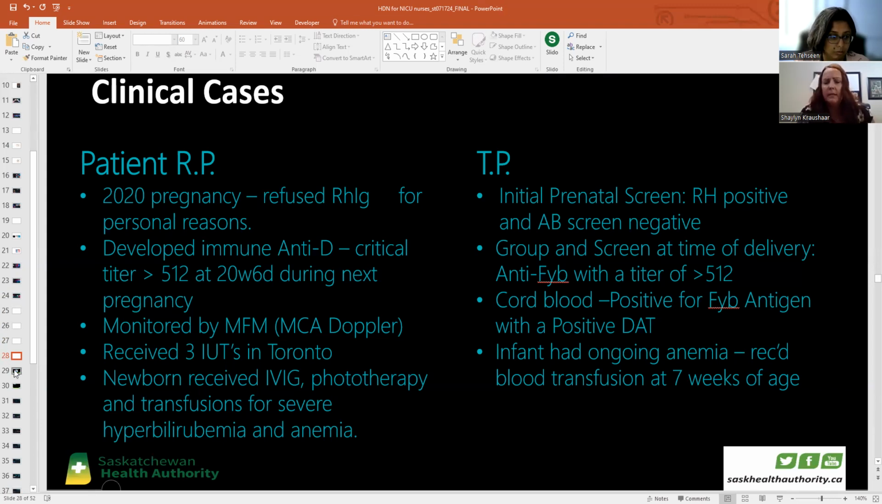Cord blood was tested, and the baby was positive for that Fyb antigen with a positive DAT. This baby went to NICU and was treated, as well as had ongoing anemia later on. At 7 weeks of age, she received a blood transfusion.